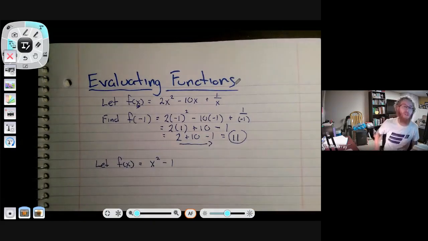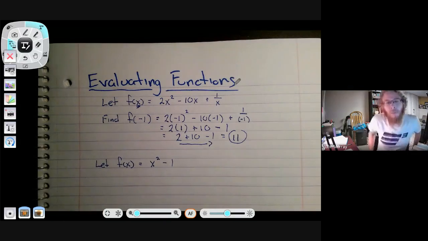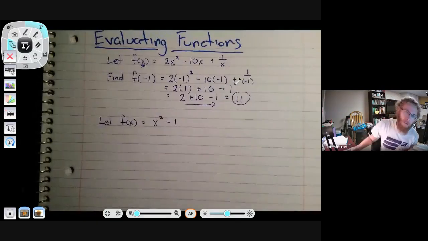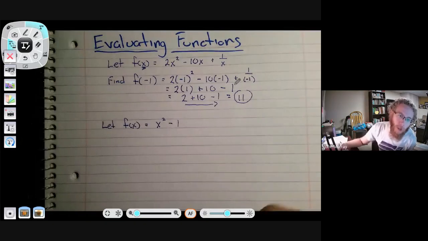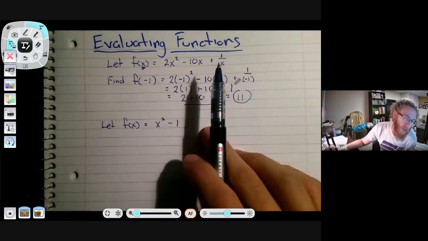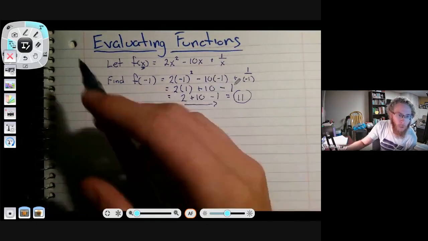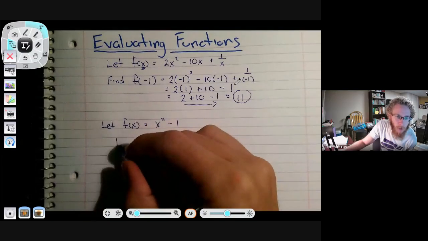All right, let's do something simple. Let f of x equal x squared minus 1. It's pretty simple. Whatever number you have, you square it, it'll turn positive. You subtract 1 from it. Okay.